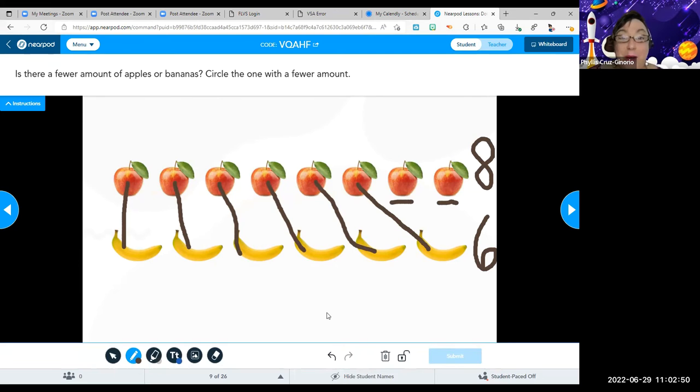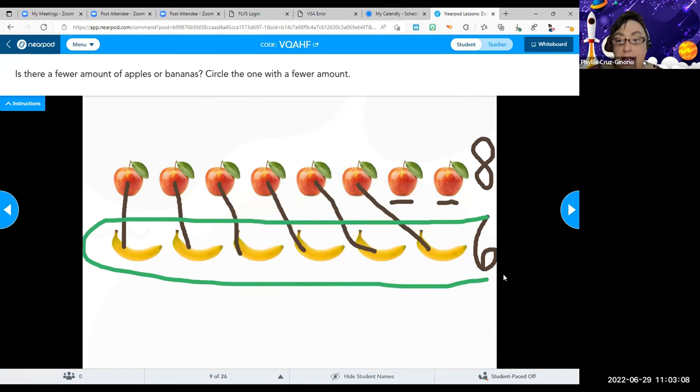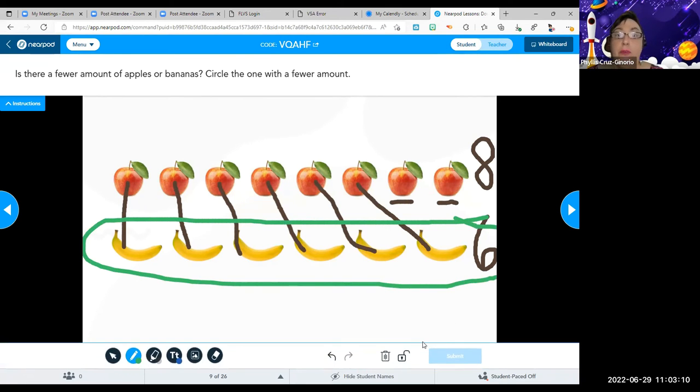They want you to circle the fewer, the less amount. So which one are you going to circle? I agree. I'm going to put a big, let me do a different color. How about green? I like green. I'm going to circle the bananas because they are the lesser value. We are missing some bananas. That means that the number is going to be less than the number of apples.